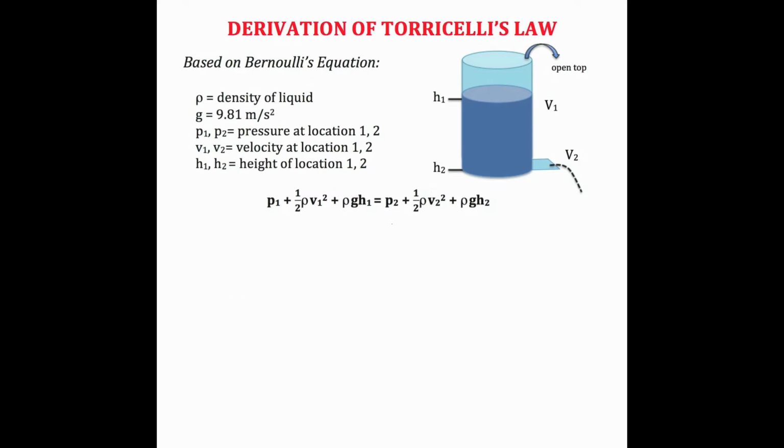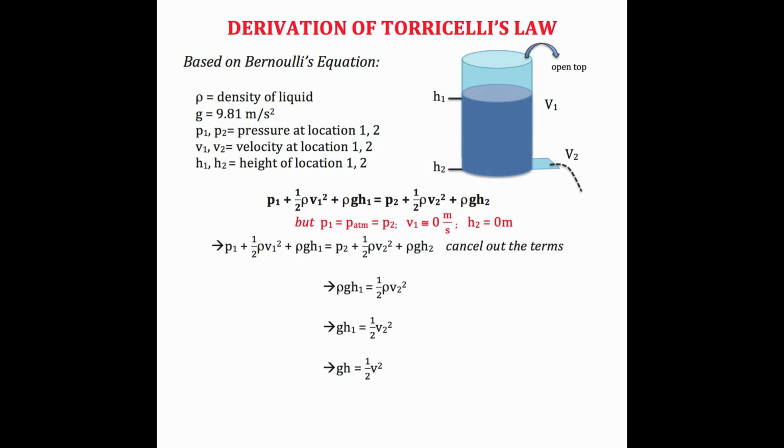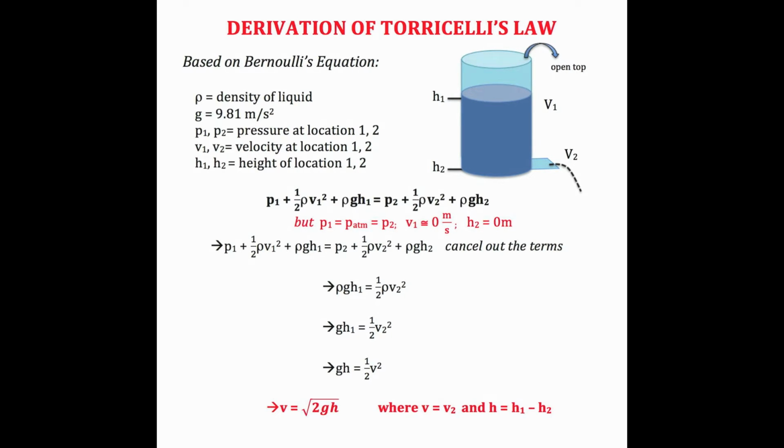Torricelli's law is a special case of Bernoulli's equation, which is a result of the conservation of mechanical energy for ideal flows. The mechanical energy includes pressure, kinetic energy, which is 1/2 rho v squared, and potential energy, rho gh. For the discharge problem, the pressures at the 2 points are the same as the atmospheric pressure, and the velocity at location 1 is almost 0. If we choose the origin at location 2, then h2 is 0. The result becomes Torricelli's law, which is velocity equals the square root of 2gh.